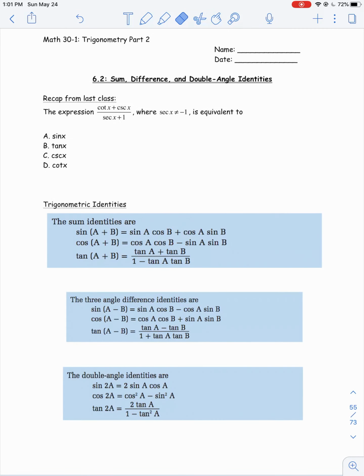Lesson 6.2, sum, difference, and double angle identities. We're going to start with a recap from 6.1. What we want to do is rewrite them to look like one of the following A, B, C, D, and pick which one matches it.